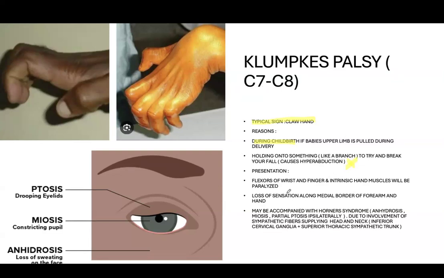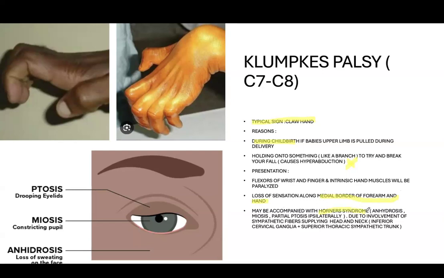You will also have a loss of sensation along the medial border of the forearm and hand, again because of the superficial nerves that come from the superficial branches of the median and ulnar nerve. So medial border of the forearm and hand is where you would have loss of sensation. And it may be accompanied with Horner syndrome.